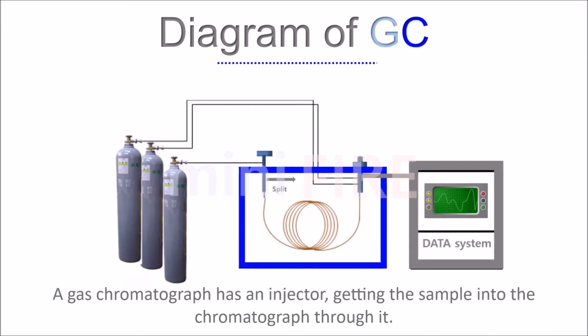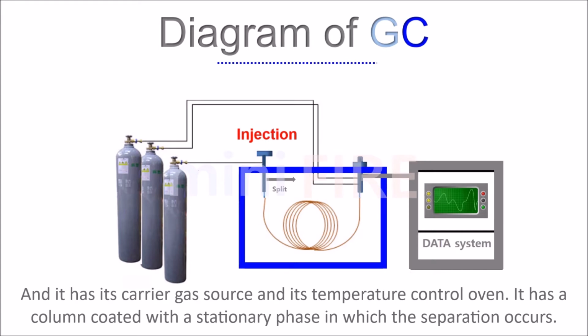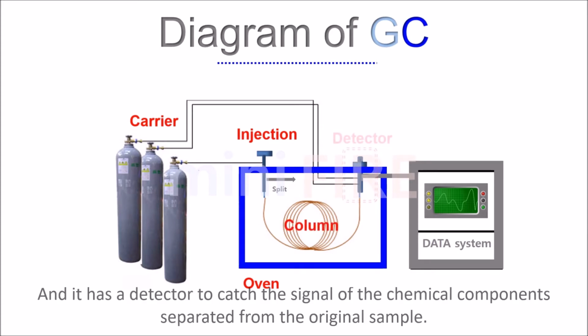A gas chromatograph has an injector, through which the sample gets into the chromatograph, and it has its carrier gas source and its temperature control oven. It has a column coated with a stationary phase in which the separation occurs, and it has a detector to catch the signal of the chemical components separated from the original sample.